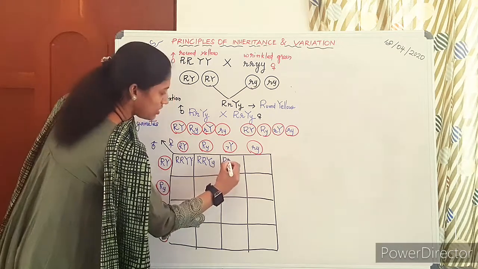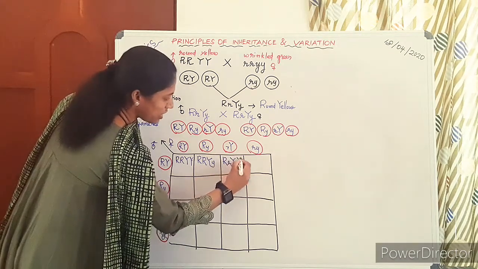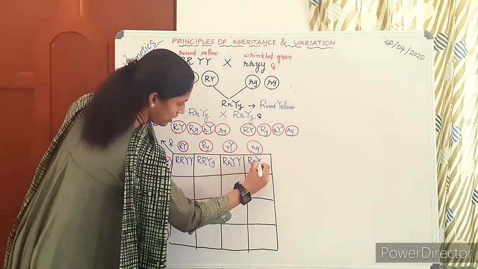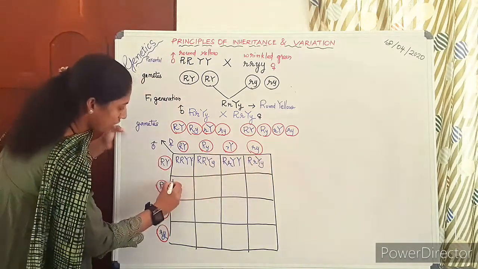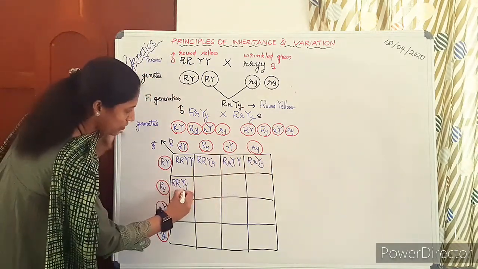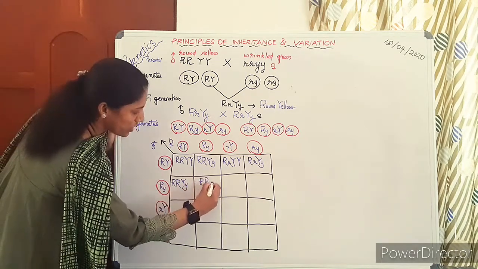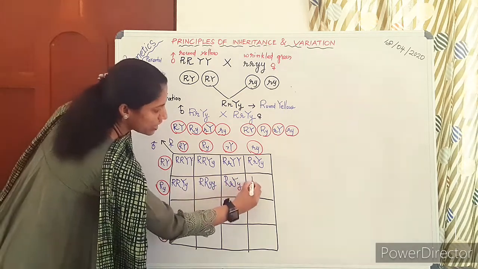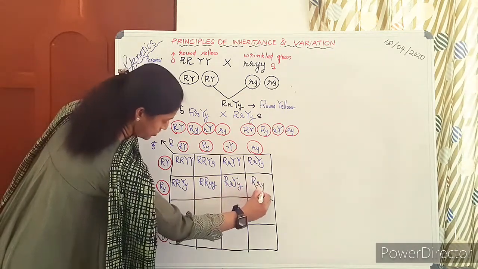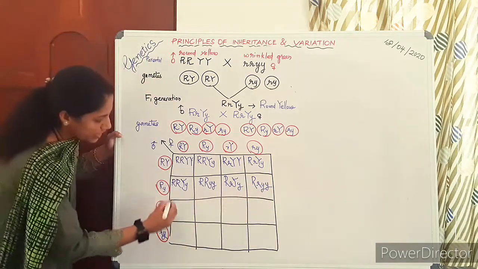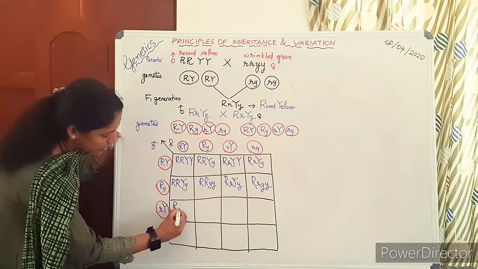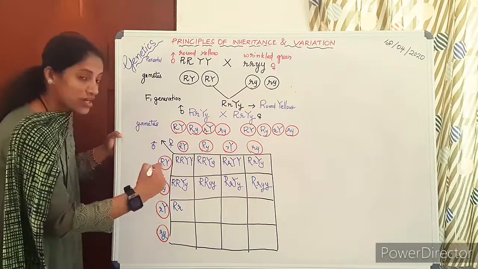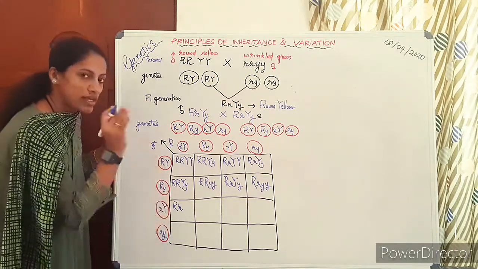So capital R, small r, capital Y, capital Y, capital R, small r, capital Y, small y. Capital R, capital Y, small y, capital R, small y, small y, capital R, small r, capital Y, small y, capital R, small y, small y. Then this combination, capital R, small r, capital R, small. Capital R, you always write the capital letter first. Don't start with the small letter. If the dominant allele is there, write it first.